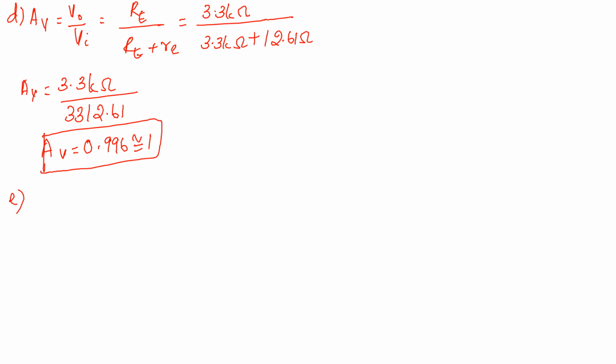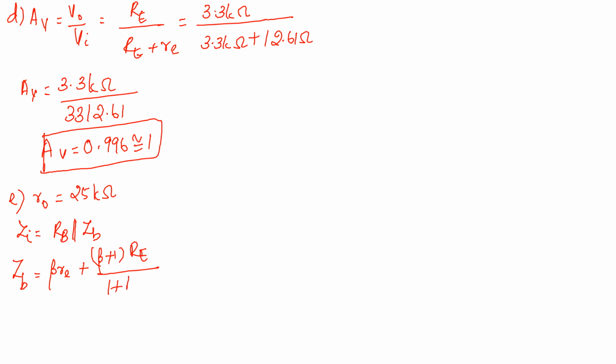It is proved. Now E part, you have to consider R naught is equal to, what's the value? 25 kilo ohm, right? R naught is equal to 25 kilo ohm and you have to repeat B through D. So first value is, you have to find out the input impedance. So input impedance, you know that again the formula is slightly modified. RB parallel to ZB. So ZB will be, now it's varying. So it will be equal to beta re plus beta plus 1 into capital RE divided by 1 plus RE divided by R naught. Okay.